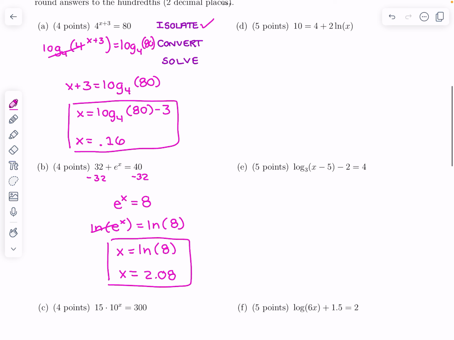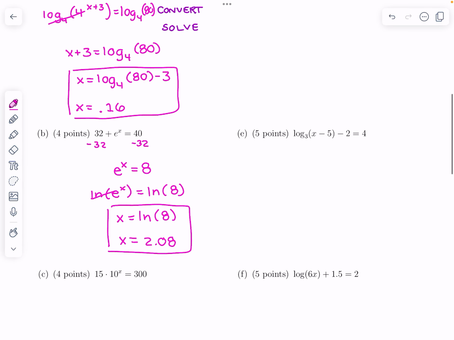I want to follow my 3 steps. I want to isolate, convert, and solve. So first thing, I want to get that 10 to the x term on one side by itself, so I'm going to isolate. I'm going to divide both sides by 15. So I'm going to need to grab my calculator and do 300 divided by 15, and that is 20. So I get 10 to the x equals 20.